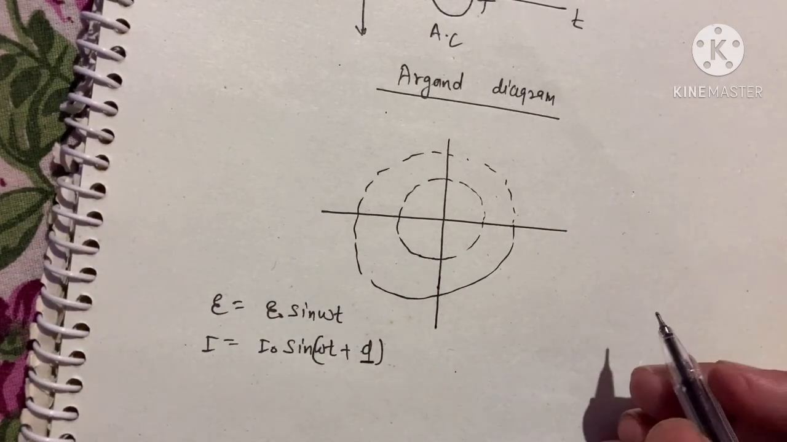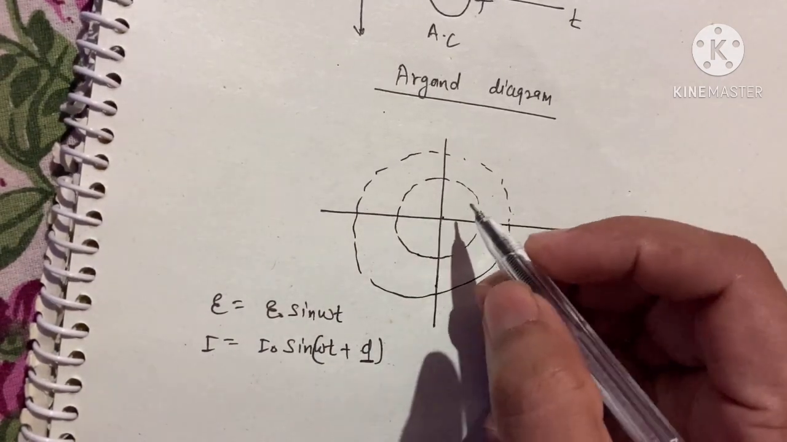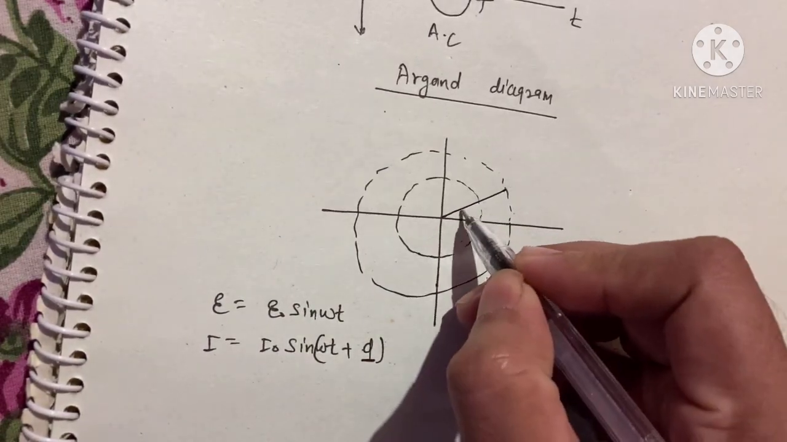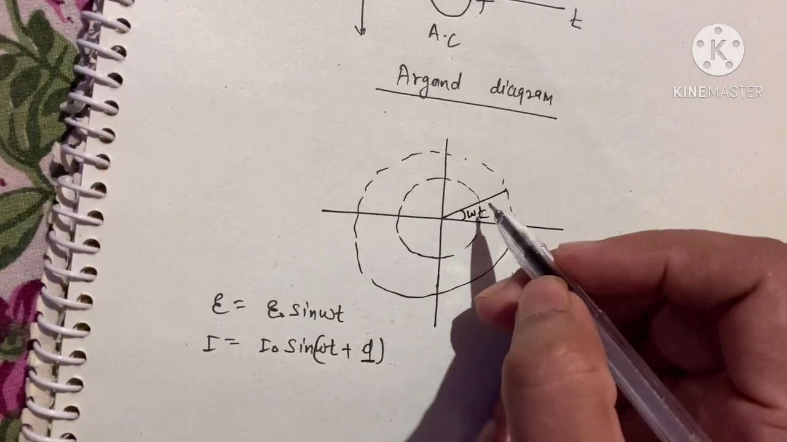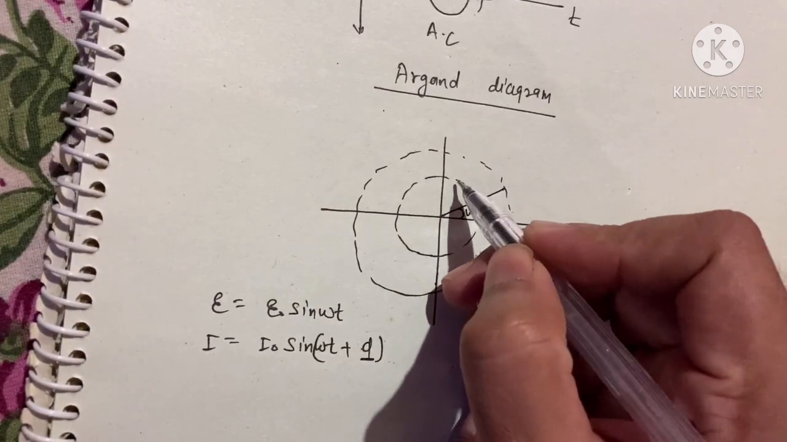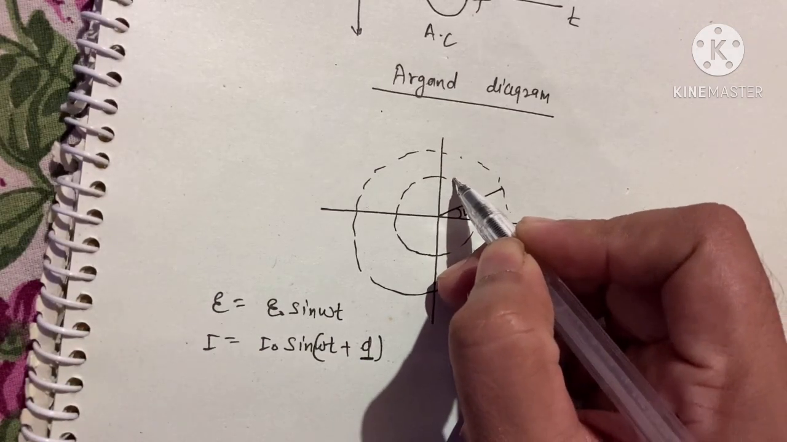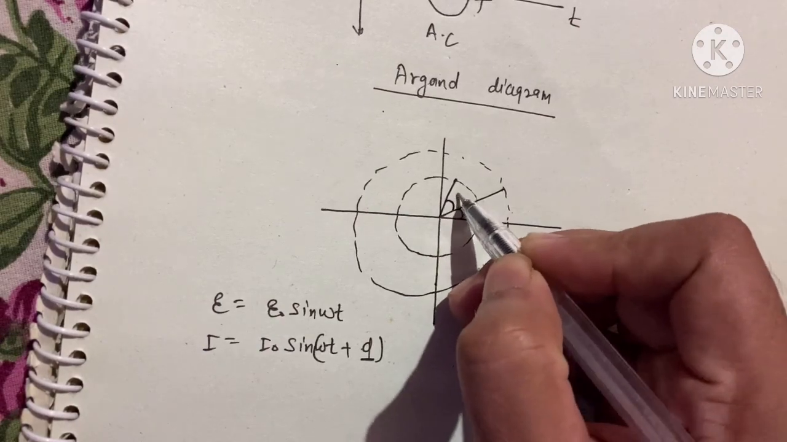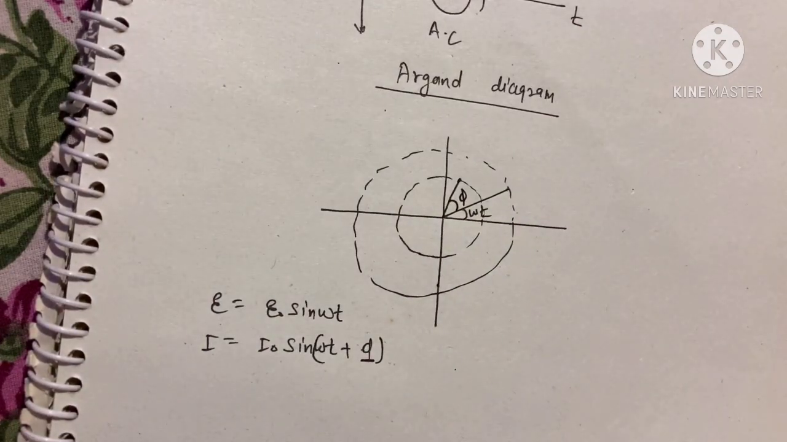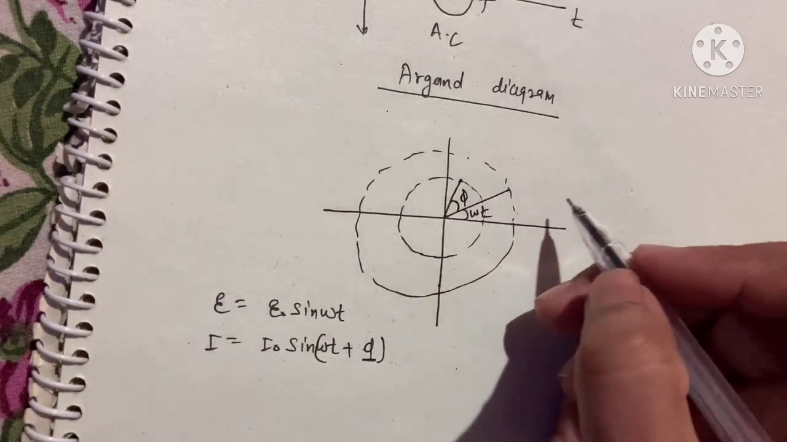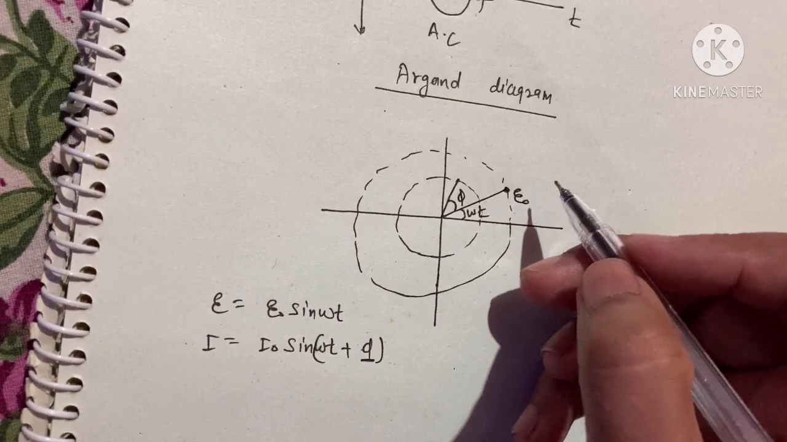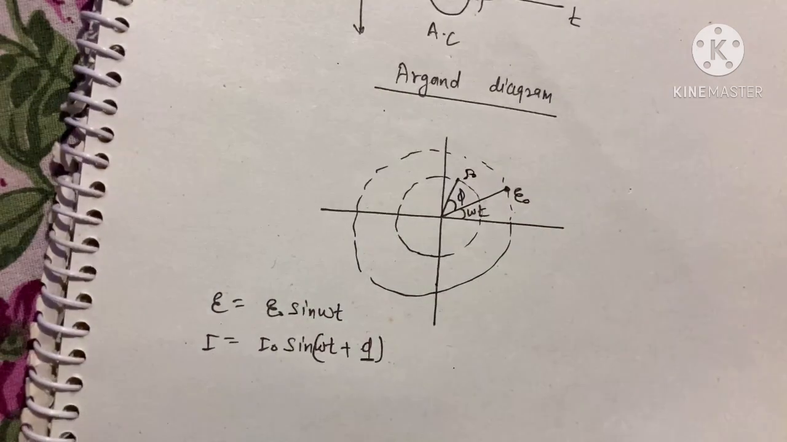Okay, so suppose EMF is at angle omega t, and current is at angle, suppose this is current, it is angle phi, that is the phase angle between current and EMF. So here you will get the peak value, the maximum value of EMF, and here you will get the maximum value of current I naught.